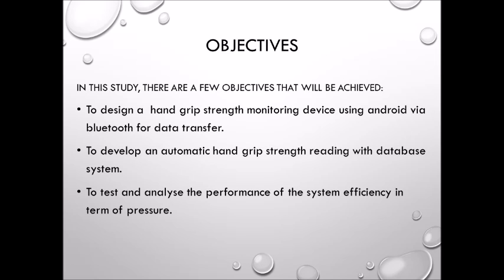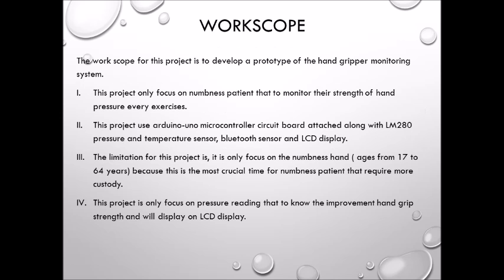The work scope for this project is to develop a prototype of the hand gripper monitoring system. This project only focuses on numbness patients, to monitor the strength of their hand pressure every exercise. This project used an Arduino Uno microcontroller, with a circuit board attached along with an LM280 pressure and temperature sensor, a Bluetooth sensor, and an LCD display.